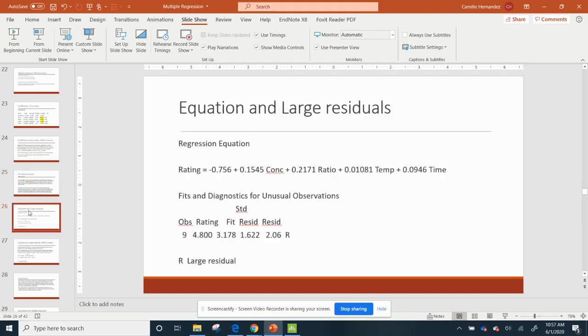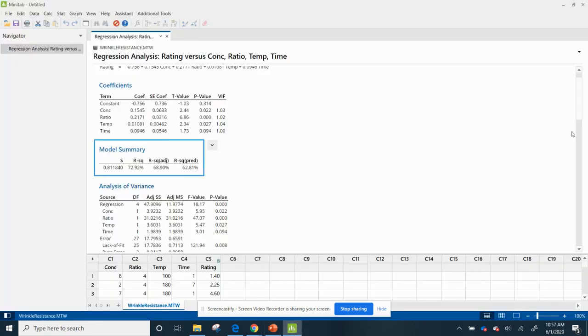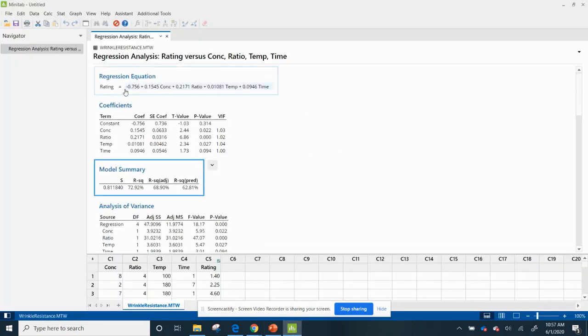Okay. You also were given the regression equation. So if I go back up here, it gives me the regression equation. It gives me the y-intercept, and then it gives me concentration, ratio, temperature, and time. So basically, I could put a value in for concentration, ratio, temperature, and time, and it would give me the rating, because I can predict what the rating is going to be.